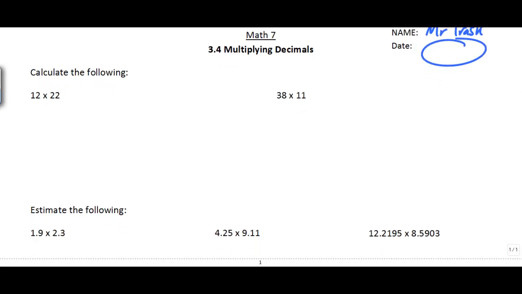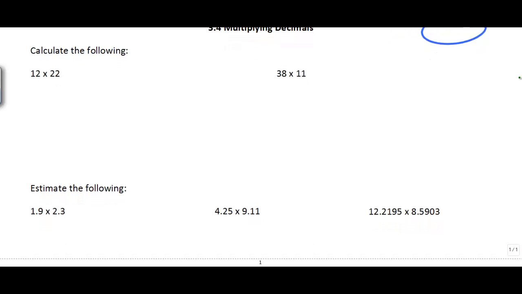So multiplying decimal numbers is actually very similar to just multiplying integers, which you've learned in previous years. So we'll just do these two questions here as a quick warm-up. Calculate the following: 12 times 22. Now, one of the ways you might have been taught to do this is to just line up your numbers sort of vertically like this, 12 times 22.